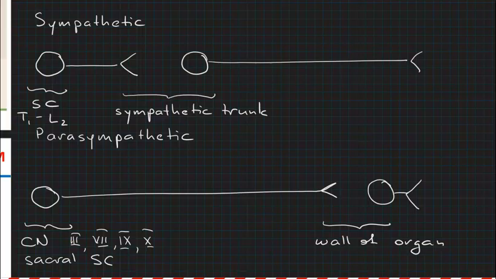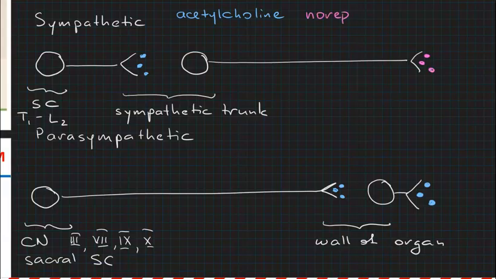So now let's take a look at neurotransmitters. Preganglionic fibers, what do they release? What neurotransmitter? Acetylcholine, right? All of them. And postganglionic fibers in parasympathetic also release acetylcholine. Okay? What about postganglionic fibers of sympathetic? What do they release? That's your norepinephrine. Very good. Excellent.